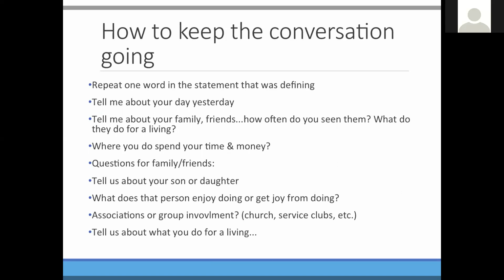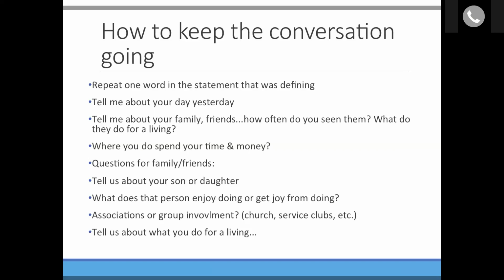Sometimes when we go in and say, well, just tell me a little bit about yourself, that question is too big for folks, including ourselves. A lot of people have a hard time answering that question. So if you just say, well, tell me about what you did yesterday, that can get the conversation going, and leads us to, okay, well, do you do this every day? Do you do this every week? Do you go with the same person? Tell me about your friends and your family. How often do you see them? What do they do for a living? Where do you spend your time and money? Says a lot about folks too.